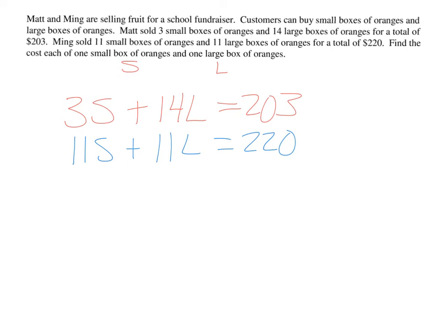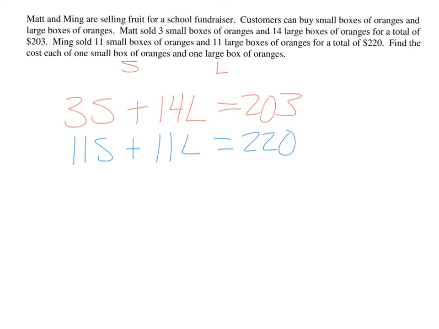So we have 3S plus 14L equals 203, and 11S plus 11L is equal to 220. You can solve using elimination or substitution. Since I like elimination better, I'm going to do elimination. I don't have opposites, and I also do not have the same number. I've got a 3S and 11S, so that doesn't really help me. 14L and 11L: there's nothing I can multiply by 3 to get me 11, and there's nothing I can multiply by 11 to get me 14.